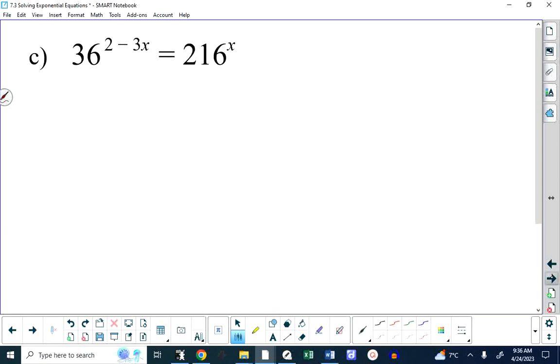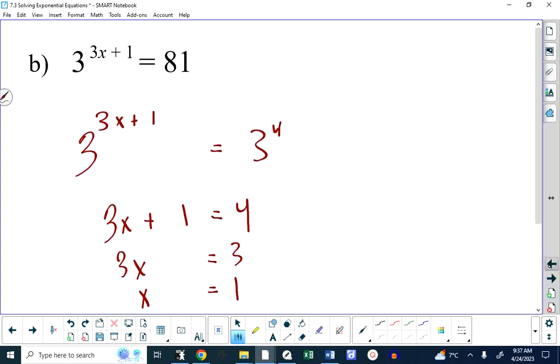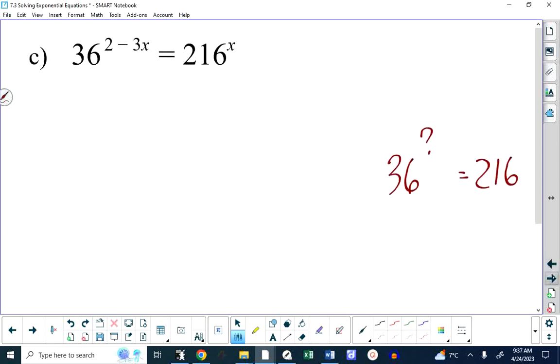Good. C. Again, we already talked about this, but I would like to go through it in more detail. Perhaps the common base is 36. Maybe you're looking at it, you're saying, well, in this question, the common base was the smaller base. I could take the smaller base and raise it to an exponent to get the bigger base. When you do that here, if you were to take your calculator and take 36 squared, I don't know what 36 squared is, but I do know that it's more than 216. And at that point in time, you realize that 36 is not the common base.